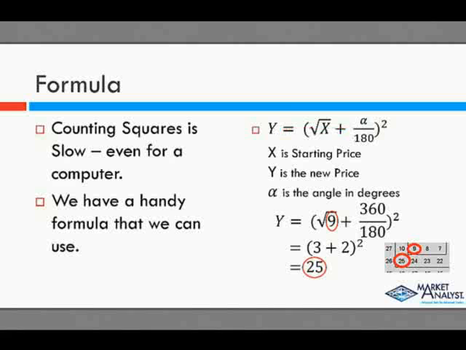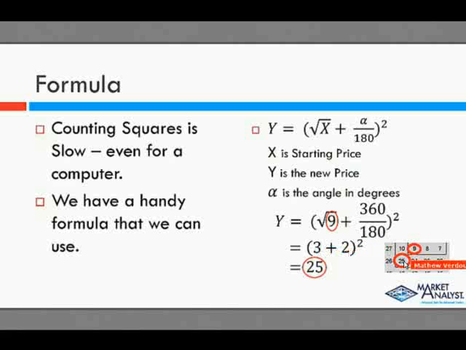Now, for those that are familiar with trigonometry, you'll know that the 180 is equivalent to pi, and so it really is a radian angle that we're using here. So for a full rotation, we would put 2 in. So 360 degrees will give us 2, which is the equivalent of 2 pi. So X is the starting price, Y is the price that we're after, and alpha is our angle. So if we do a simple example here, we put 9 in, and we want to do one revolution around. You can see it's 3 plus 2 squared, which is 25, and we can see how that works there.